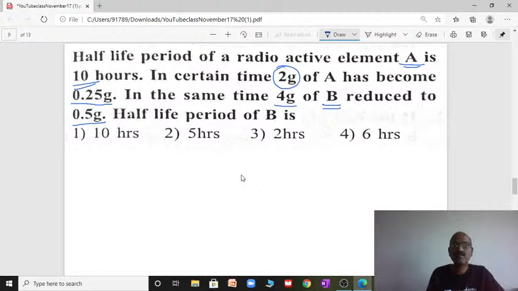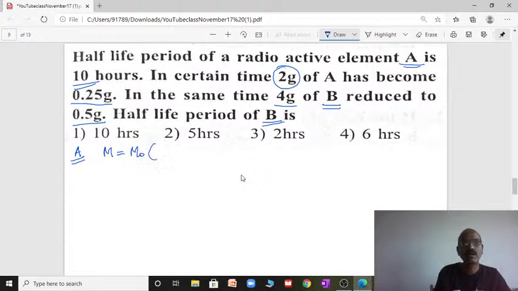Now what is the half-life period of B? Both radioactive substances are given, and all their masses are given here. So since mass is given, we can use the mass formula. First I am going to use it for substance A. We know that m equals m naught into 1 by 2 whole power n, where n is small t by capital T.